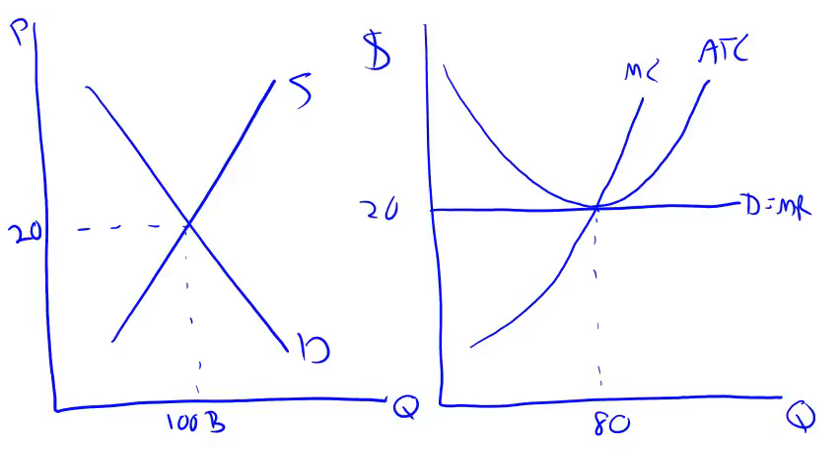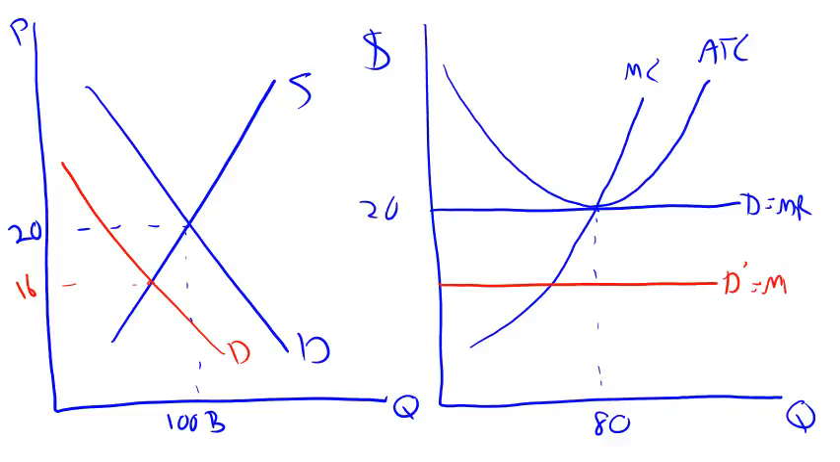Now we had a change. The demand decreases, and let's say price falls to 16. So now the demand facing the firm is a horizontal line at 16. The profit maximizing quantity falls to 60. Now, we've got the firm suffering loss. That means exit will start to occur.